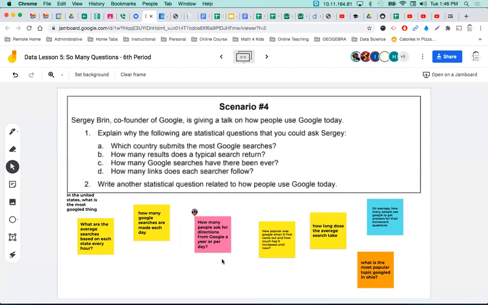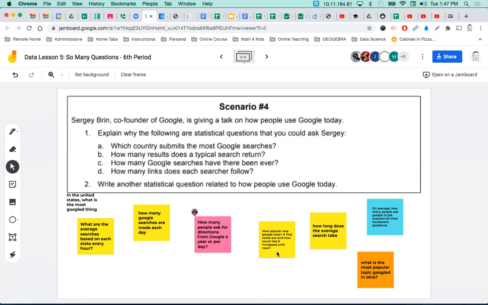How many people ask for directions from Google a year or per day? A lot. And I think Google realized that early on. There was no Google Maps when Google first started. Have you guys ever heard of MapQuest? It still exists, but nobody really uses it anymore. But at the time, you'd have to go to the website MapQuest, and you used to get turn-by-turn directions. And then I think Google realized, hey, people keep searching for MapQuest. We need to get in on this. And now everybody's playing catch up with Google, including Apple.